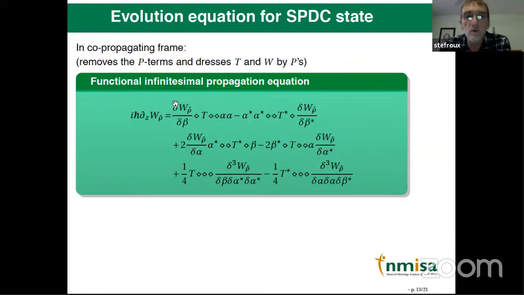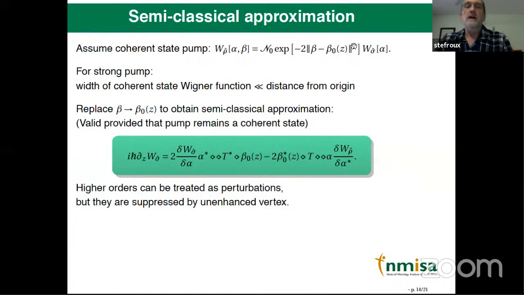Now I've removed the free space propagation terms here by going into a co-propagating frame. The effect of that is it removed the P terms, and it removed some free space propagation terms from these vertex kernels. So now, to make life a bit easier, because as you can imagine, that equation is a bit hard to solve, what we're going to do is employ the semi-classical approximation.